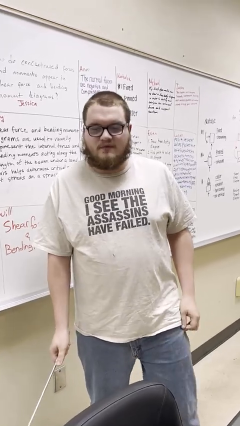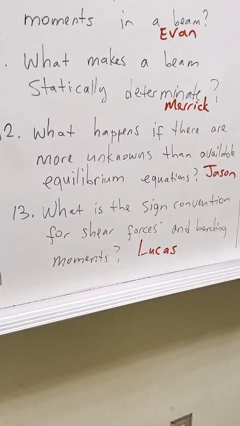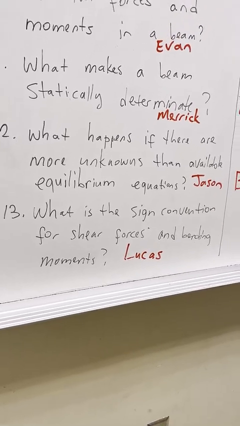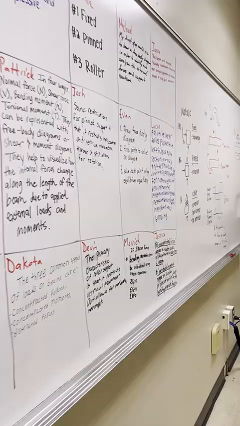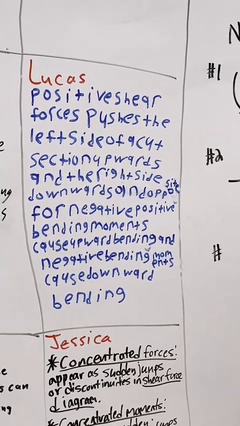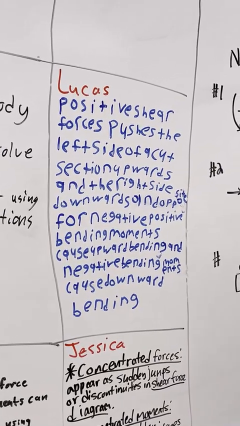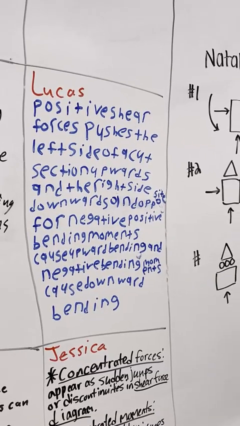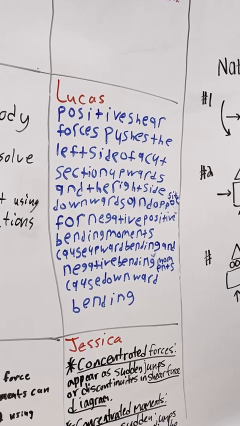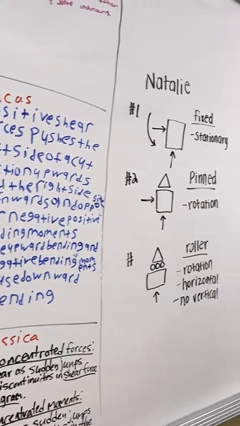Thank you. Hello, my name is Lucas. My question was number 13. What is the sign convention for shear forces and bending moments? And what I found is that positive shear forces push the left side of a section upward and the right side downward, while negative does the opposite, and that positive bending moments cause upward bending on a beam and negative bending moments cause downward bending on a beam.